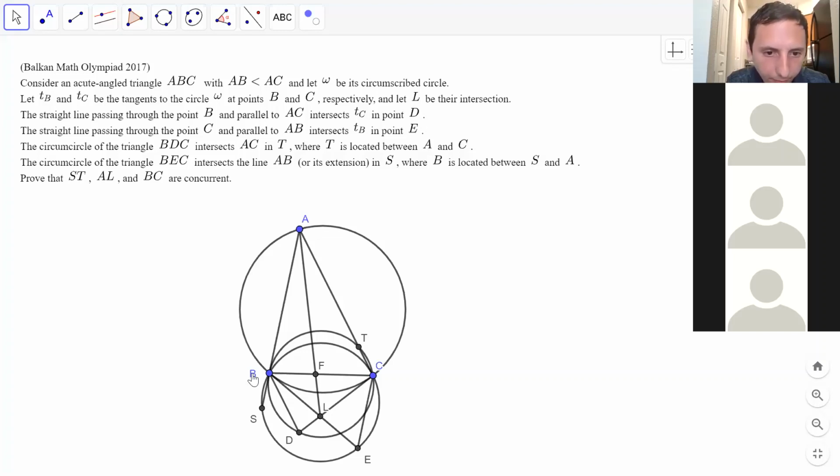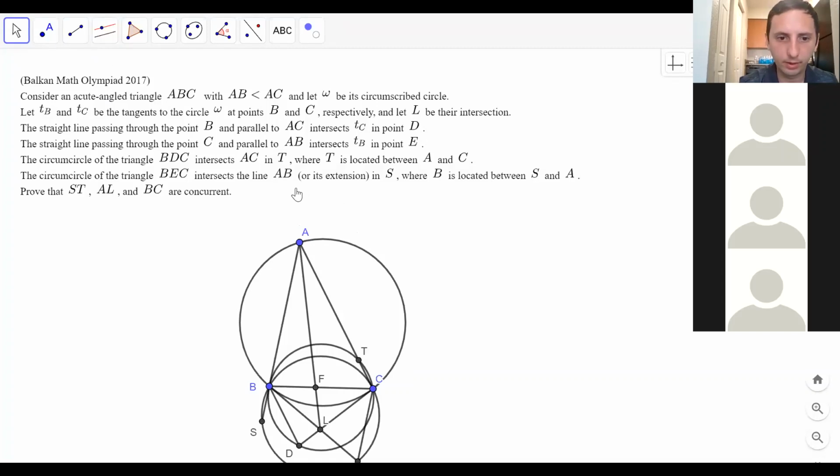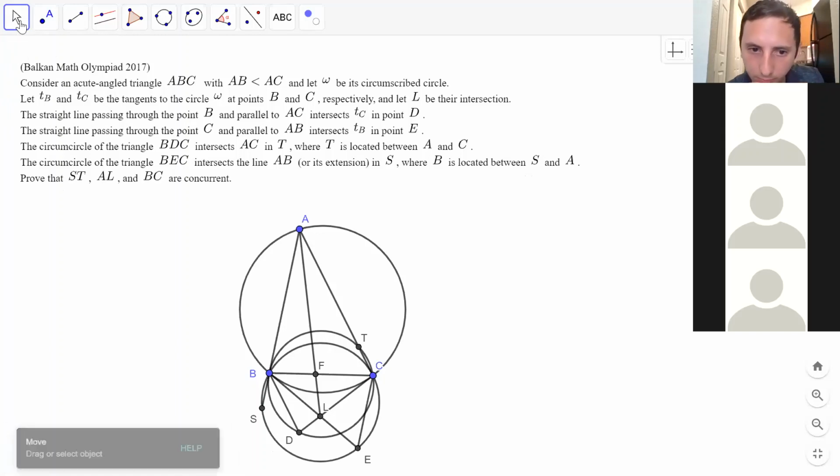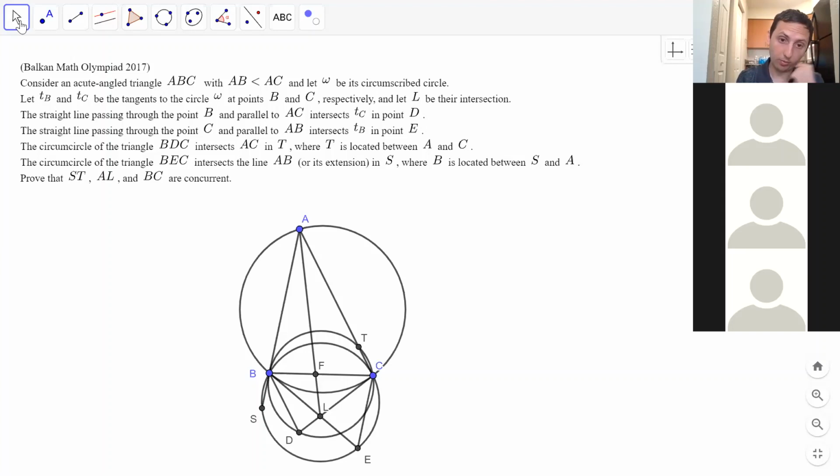Yeah, we have to use the parallels. So CE is parallel to AB, and BD is parallel to AC. Oh, sorry, I missed Ruben's comment. BDC is tangent to AC, and BCE is tangent to AB. That's a good observation. So ABT is ACB. That is interesting. So then basically we kind of use power of a point.